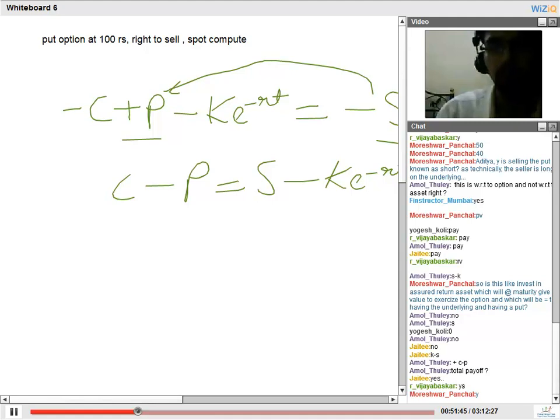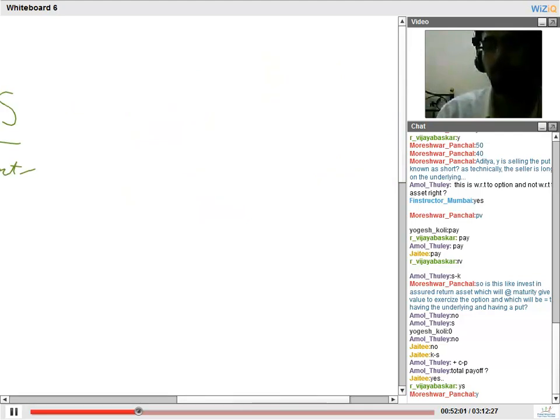That is, the price of a European call option minus the price of a European put option is equal to the spot price minus K e raised to power minus RT, where K is the strike price and T is the time to maturity of the options. The option matures in 1 month, 2 months or 3 months, however it is. We will do a few examples of this formula, many examples, and concretize this concept. C minus P is equal to S minus K e raised to power minus RT.